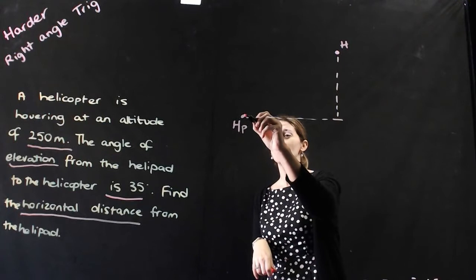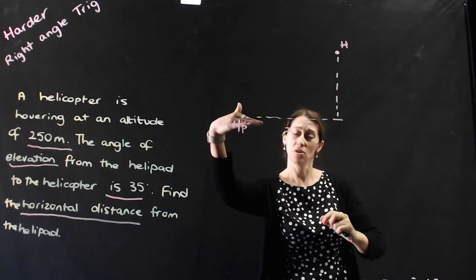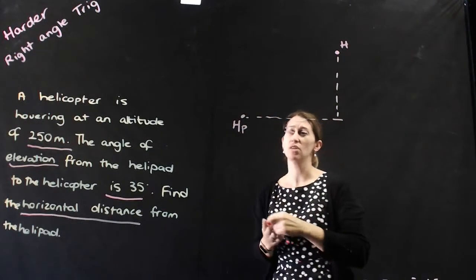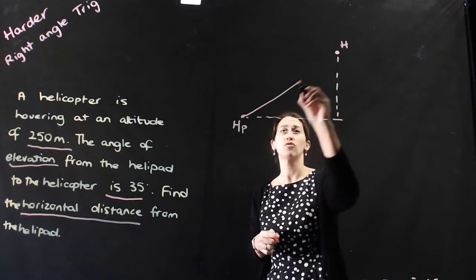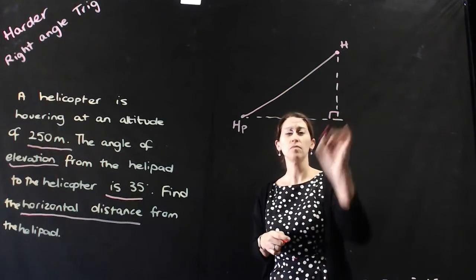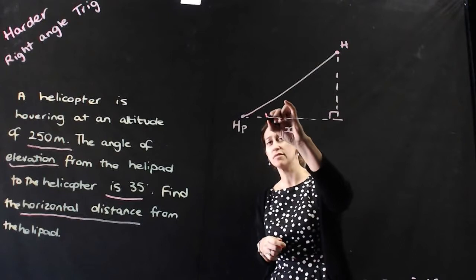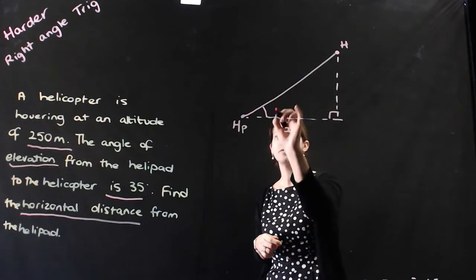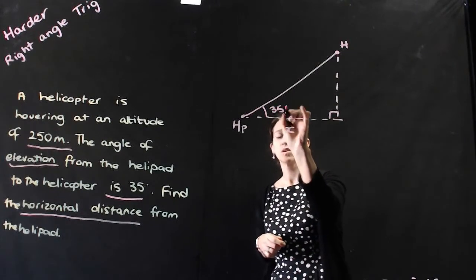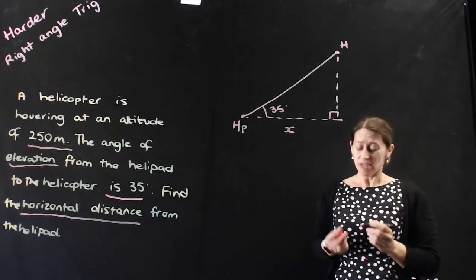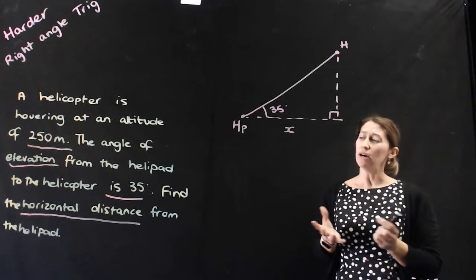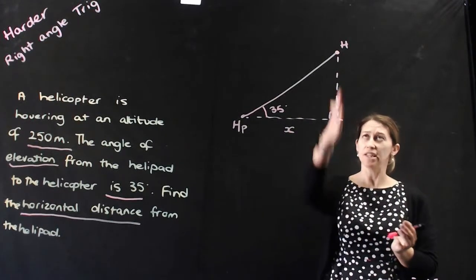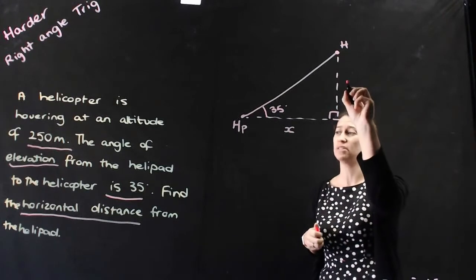Now we've also been given the angle of elevation from horizontal. Angle of elevation goes up. So let's draw that line up there, and let's put that angle in. So angle of elevation is 35 degrees. So basic right angle diagram. So now I also have the altitude of the helicopter, which is 250 meters.